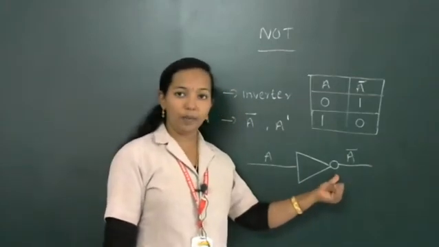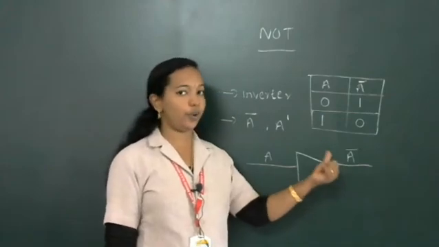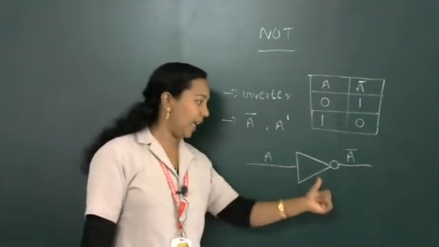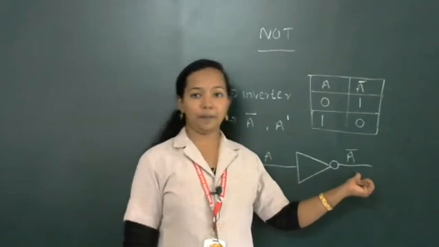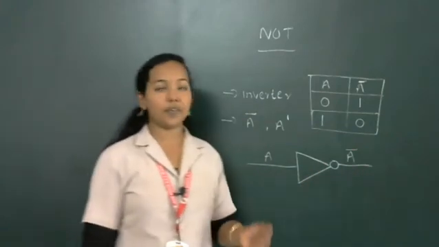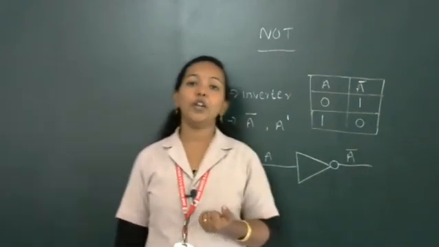The NOT gate is followed by an inverter. The circle is also known as an inverter. After A NOT we will get A bar. Clear? So this is our first topic, how we are representing the NOT gate.